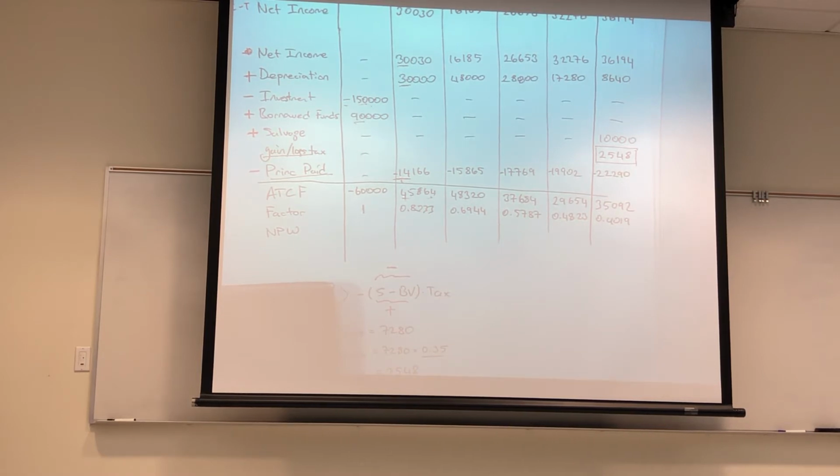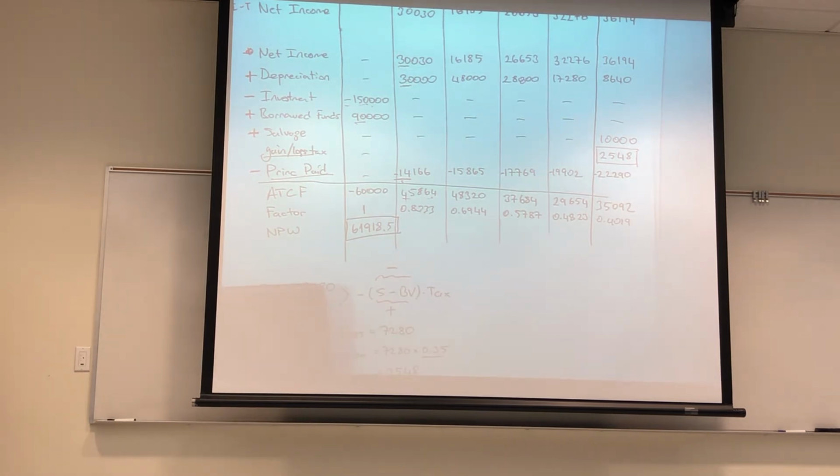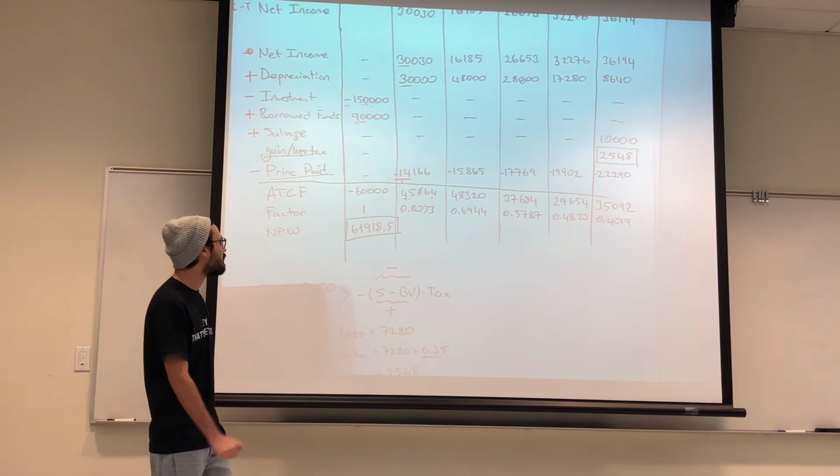684 times 0.5787 plus 29,654 times 0.4823 plus 35,492 times 0.4019. We get 61,918.5. If I didn't do any calculations wrong, we get 61,918.